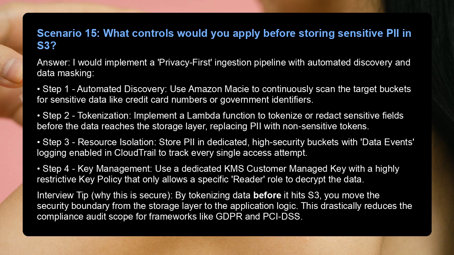Step 3. Resource isolation. Store PII in dedicated, high-security buckets with data events logging enabled in CloudTrail to track every single access attempt. Step 4. Key management. Use a dedicated KMS customer-managed key with a highly restrictive key policy that only allows a specific reader role to decrypt the data. Interview tip: why this is secure. By tokenizing data before it hits S3, you move the security boundary from the storage layer to the application logic.